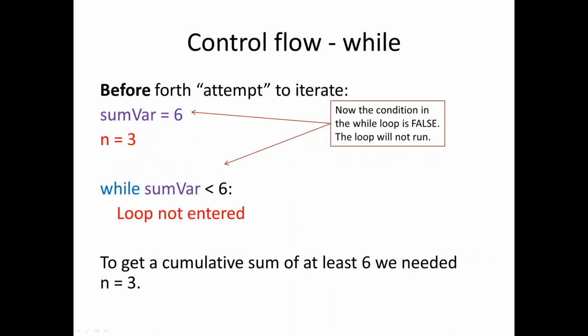Once again, we go back to the start of the loop and evaluate the condition. This time SumVar has the value 6, and 6 is not less than 6. This means the condition is false and the while loop is not entered. So after the loop, we know that N has the value 3, which means we needed 3 values, 1, 2, and 3, to reach a cumulative sum of at least 6.